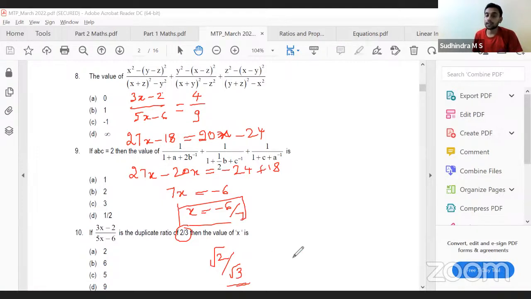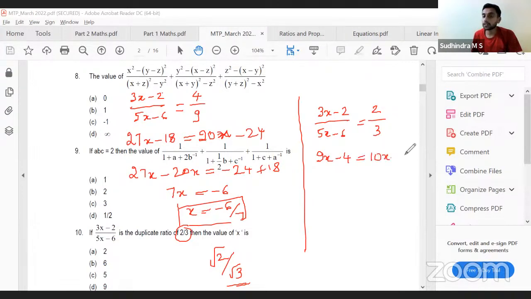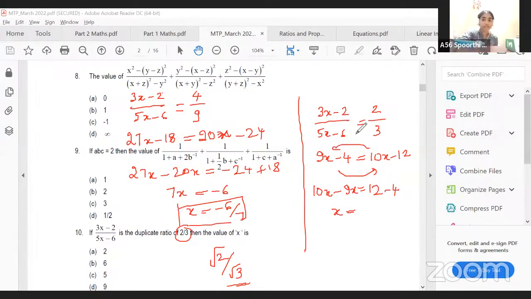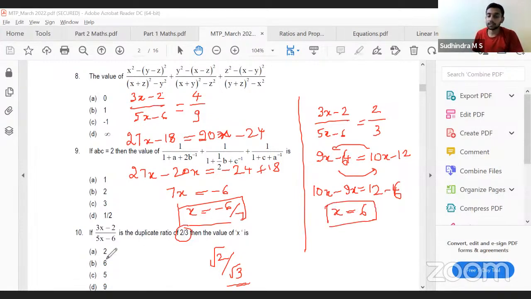If we take root 2 by root 3 as a ratio, then its duplicate ratio is 2 by 3. Right? 3x minus 2 over 5x minus 6 is equal to 2 by 3. Now further simplifying, 3x minus 2 into 3, 9x minus 6 is equal to 10x minus 12. So send this and this. 10x minus 9x is equal to 12 minus 6. We missed something, it is 6 instead of 4. 3 2s are 6. So x is equal to 6. So the answer is 6. It should have been root 2 by root 3 instead of 2 by 3.